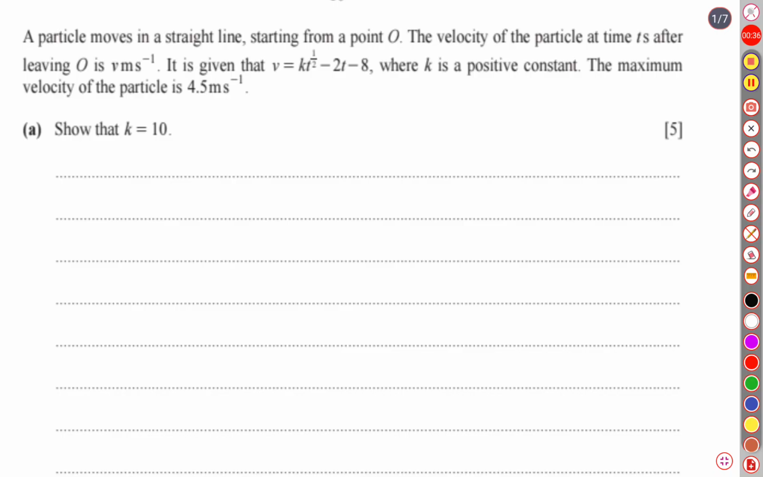It is given that v is equal to k t raised to half minus 2t minus 8, where k is a positive constant. The maximum velocity of the particle is 4.5 meters per second. Question A says, show that k is equal to 10.